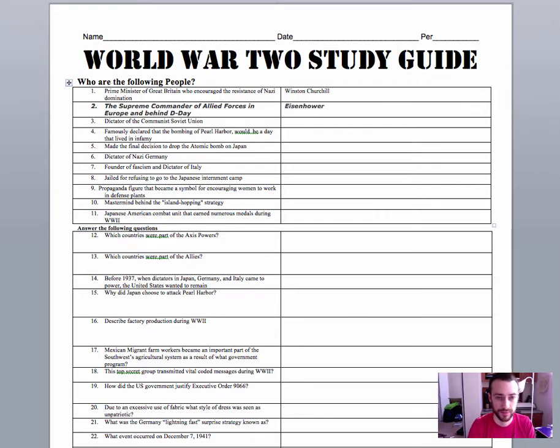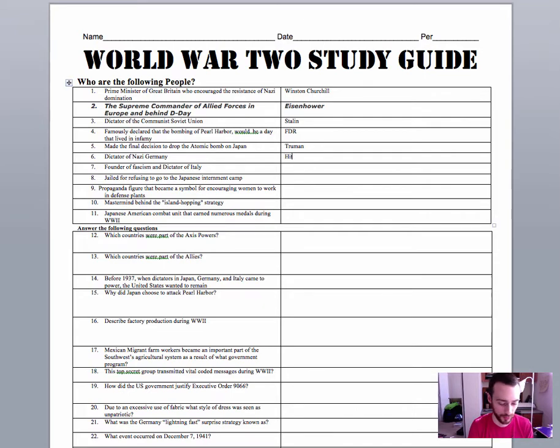That's Eisenhower. Number 3, Dictator of Communist Soviet Union, Stalin. Number 4, famously declared that the bombing of Pearl Harbor would be a day that lived in infamy. That U.S. President is FDR, Franklin Delano Roosevelt. Made the decision to drop the atomic bomb on Japan. That is a different U.S. President, Harry S. Truman.